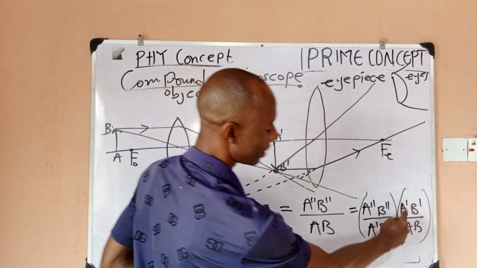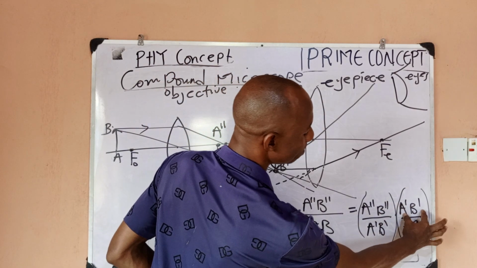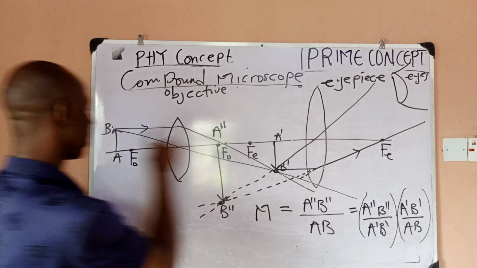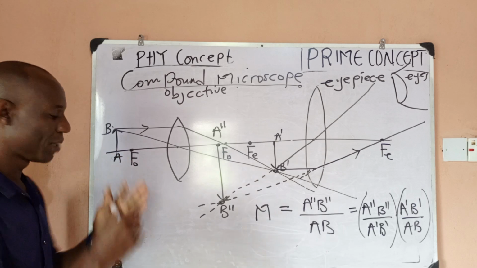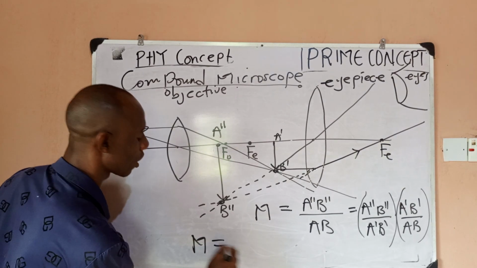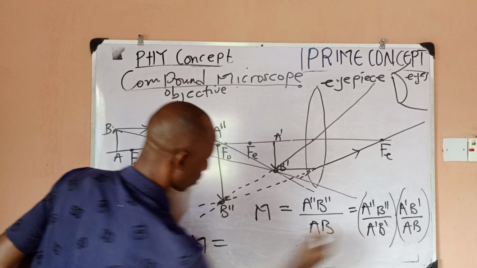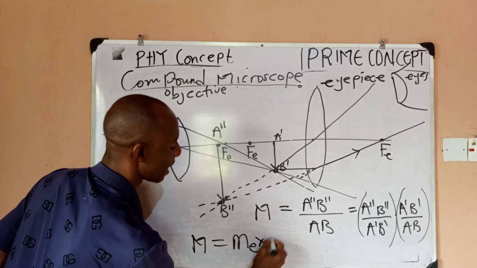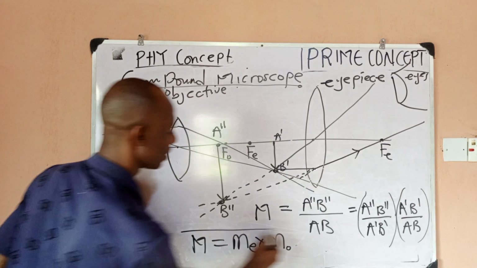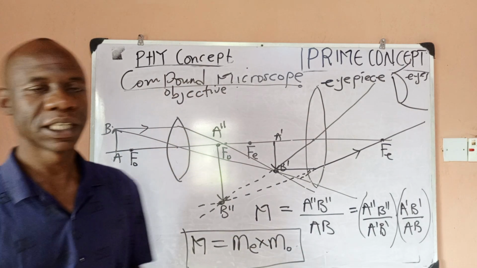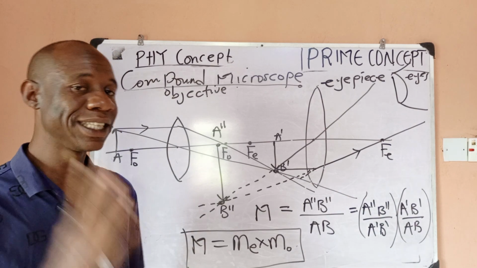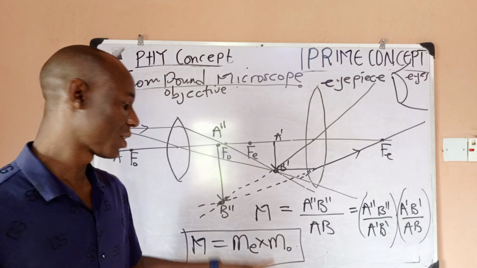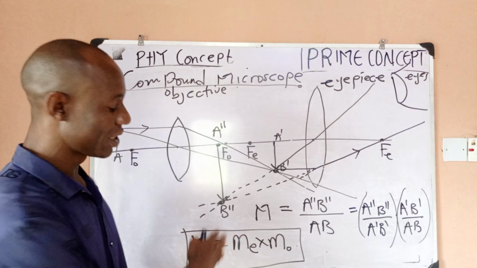Now if you look at this one, a prime b prime is the image of the objective lens. AB is the object of the objective lens. So we can simply say that the magnification of a compound microscope is the product of magnification of eyepiece lens and magnification of what? Objective. So this is the formula for magnification of a compound microscope, the linear magnification, which is the product of magnification of eyepiece lens to the magnification of what? Objective lens. But this is not all, right?